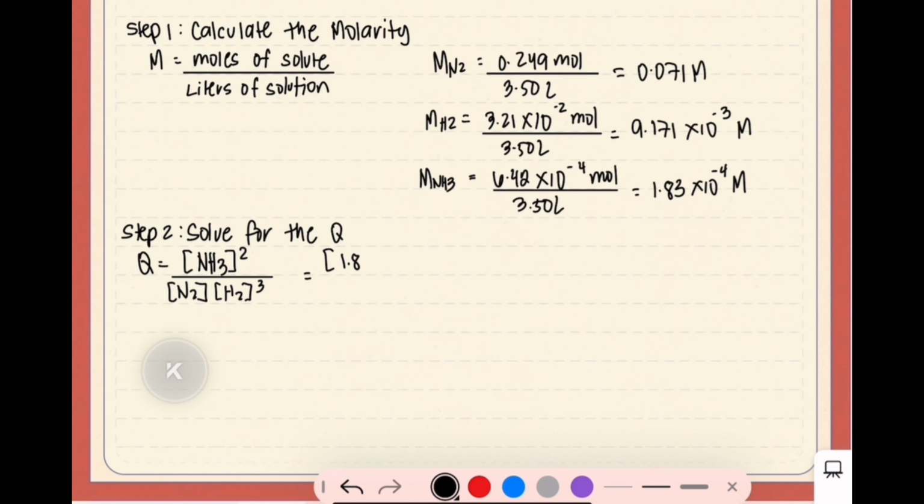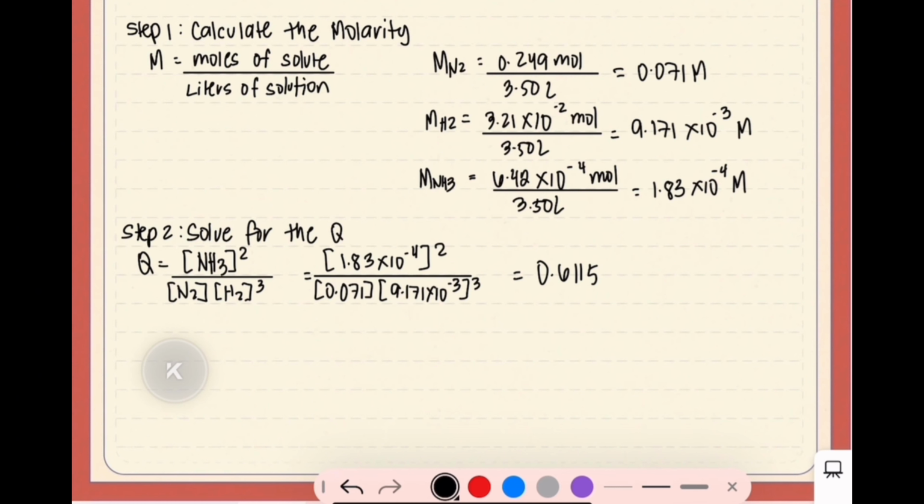So we now have Q is equal to the quantity 1.83 times 10 raised to negative 4 raised to 2 over the quantity 0.071 molar times the quantity 9.171 times 10 raised to negative 3 molarity raised to 3. Calculating that, we would have 0.6115 as our Q.